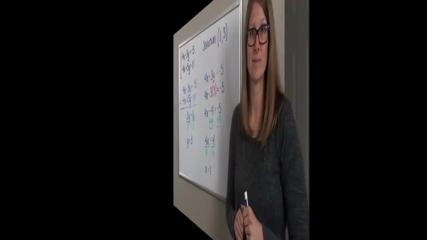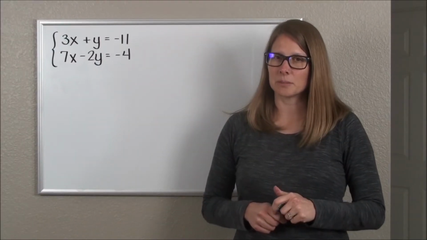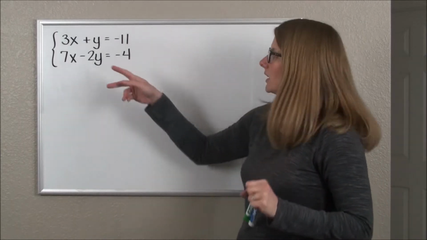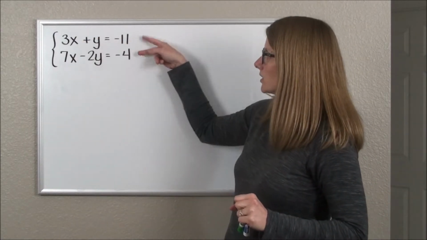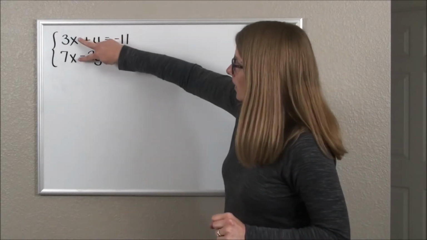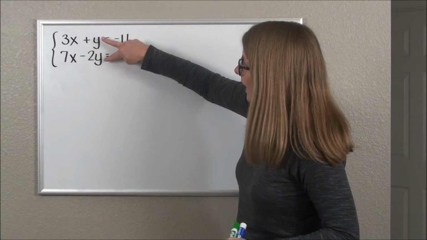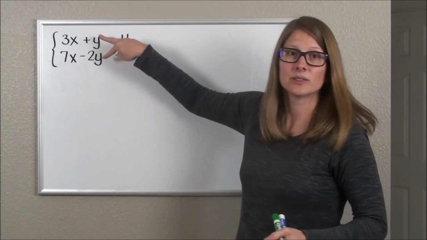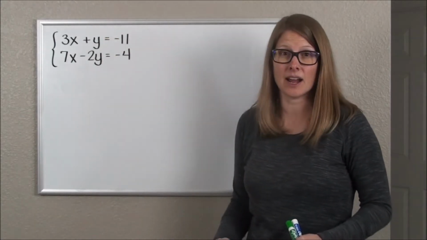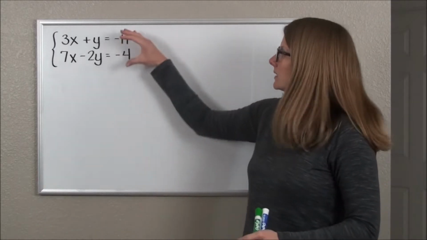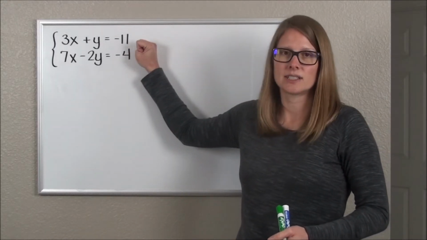Let's take a look at an example where maybe there's a little bit more work to do at the beginning. This next example is going to be a little bit trickier. Let's just imagine if we added this equation straight up and down right off the bat, 3x plus 7x is 10x, so that x does not eliminate. And y plus negative 2y goes to negative y. That doesn't eliminate either.